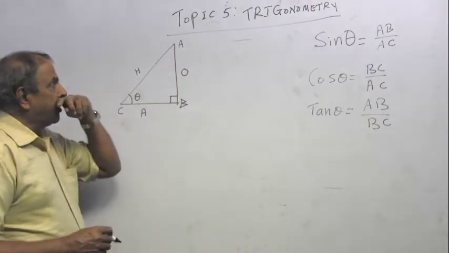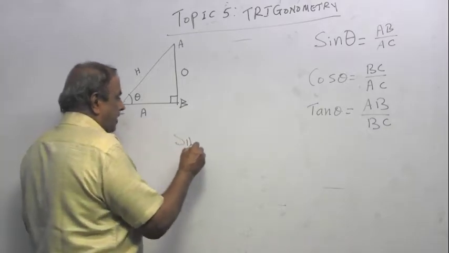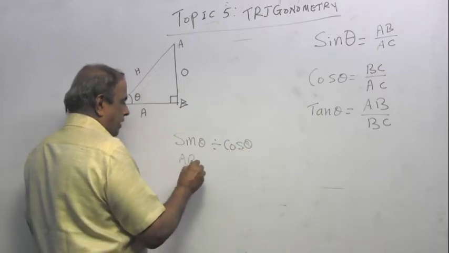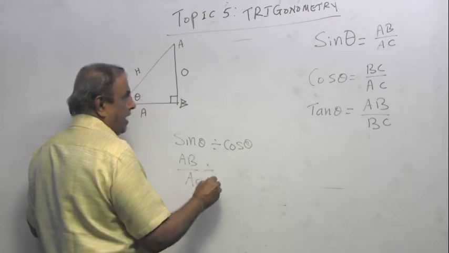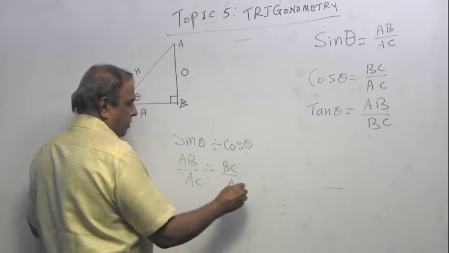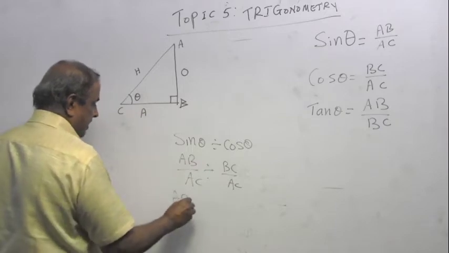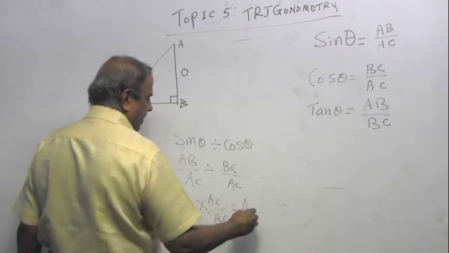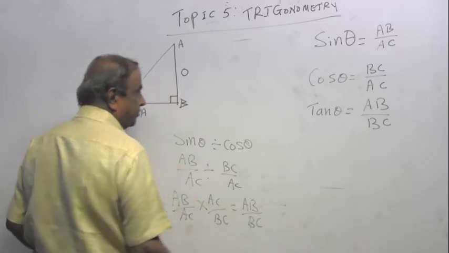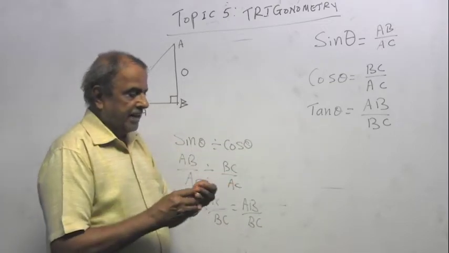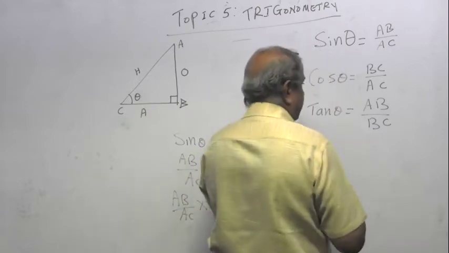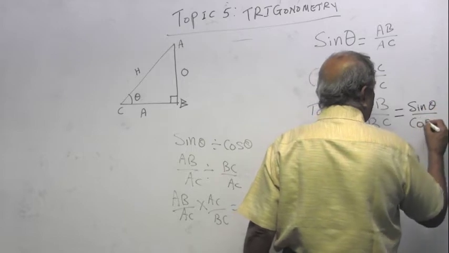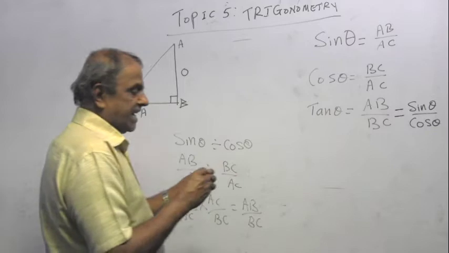When you look at sine and cos, what happens when you divide sine theta by cos theta? It will be AB over AC divided by BC over AC. In GCSE you learned AB over AC times AC over BC, which is AB over BC, which is tan theta. That is another definition of tan theta. Tan theta is also known as sine theta over cos theta.